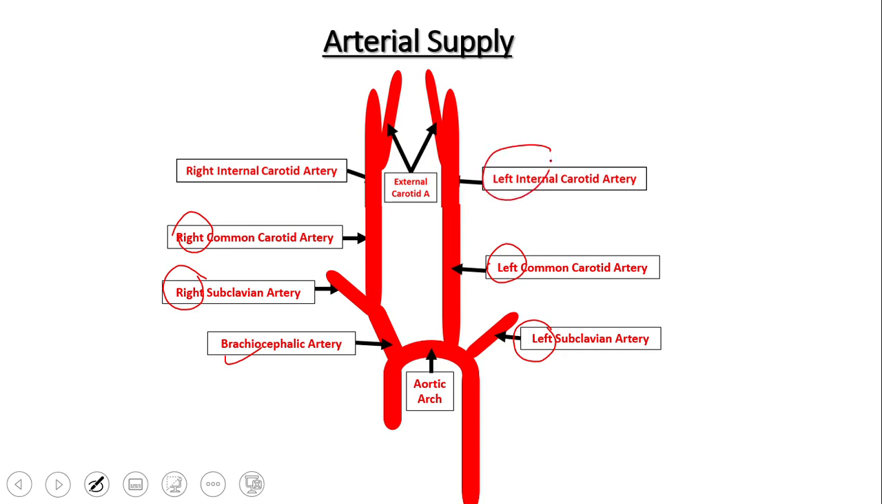Internal means it's internal to the skull. So this enters the skull through the carotid canal and supplies the brain with blood. It does not give any branches outside the skull. It's stingy, keeping every drop of blood to the brain. And then we have the external carotid arteries, right and left. They supply the structures outside of the skull. So, for example, the facial artery is a branch from the external carotid artery.